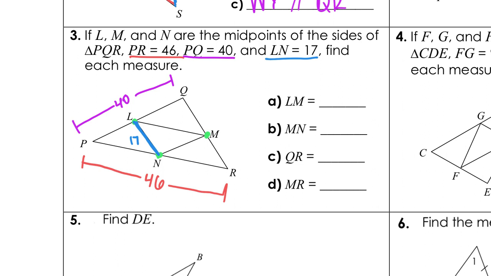First, they want to know LM. So LM is this segment right here. So if you match that up with the side that it goes with, LM is the mid segment, and it's parallel to this side at the bottom. So remember the relationship here is that this piece is always going to be half as much as this piece. So we can just take 46 and divide it by 2. And that would give us what LM is supposed to be equal to. So that would be 23. All right, so that is LM.